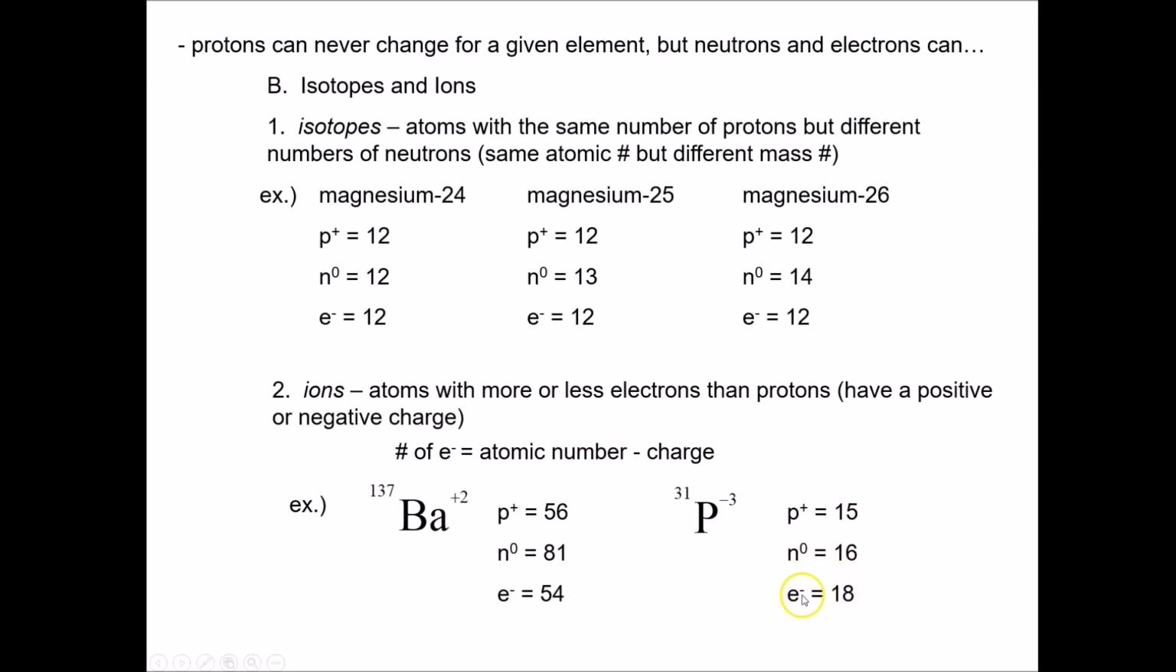By the way, you'll know that you're doing it right when you look at the charges. We have 18 negatives, but we only have 15 positives. So that means that we have 3 negatives left over. Oh, look, that's what the charge is. Okay?